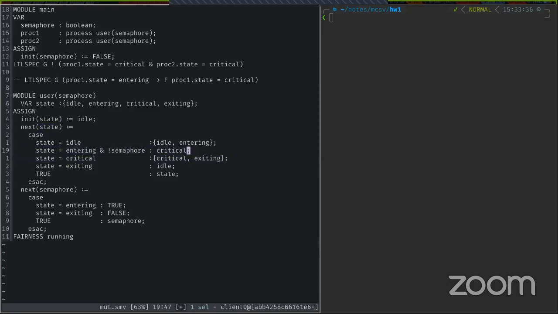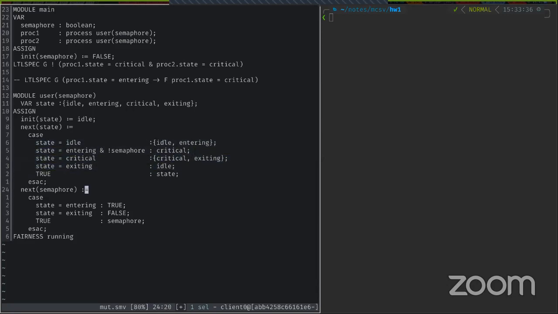So this case will only be reached if the state is entering and semaphore is true. That means that some other process is already in the state. Yeah, it's like the else case, the catch-all branch, the case that will be executed if none of these previous cases are true.